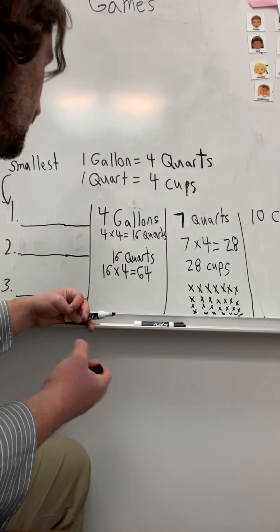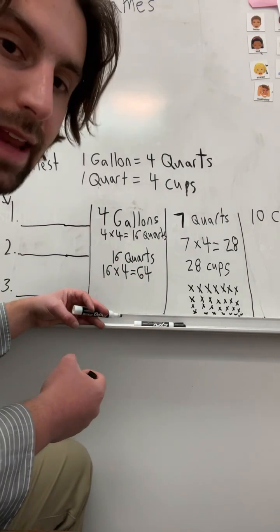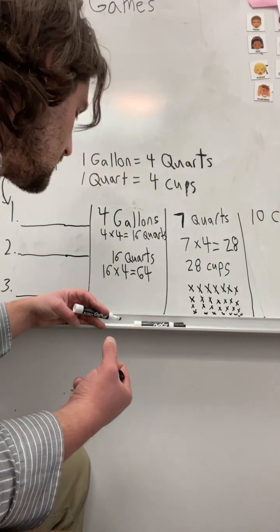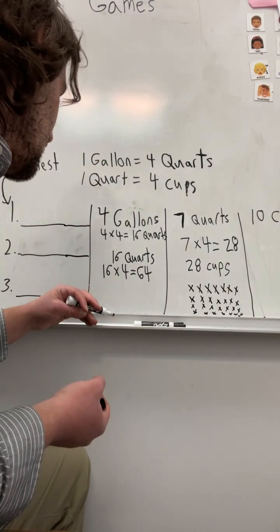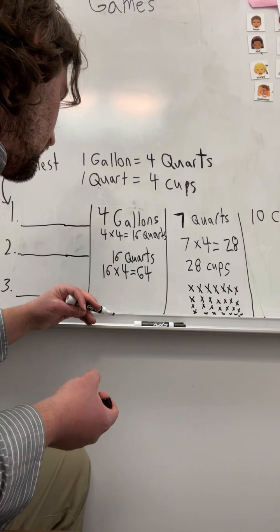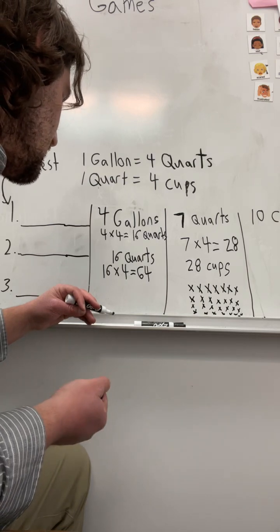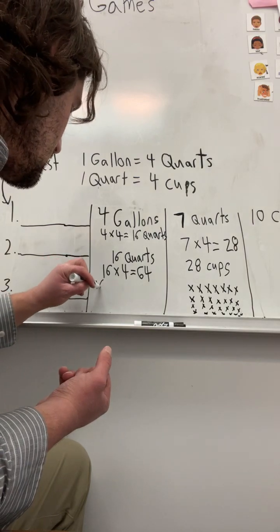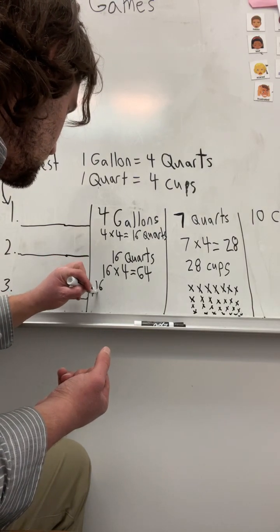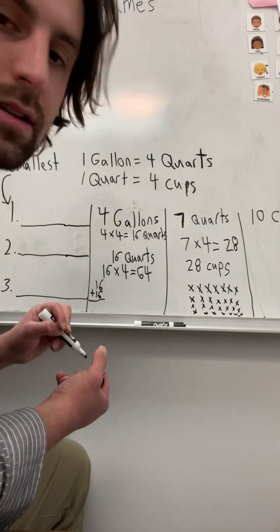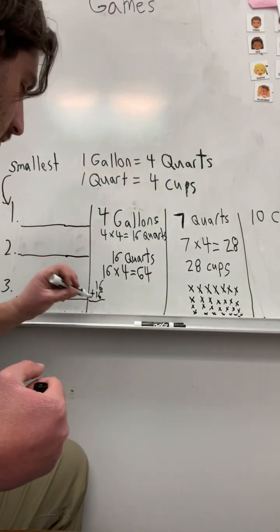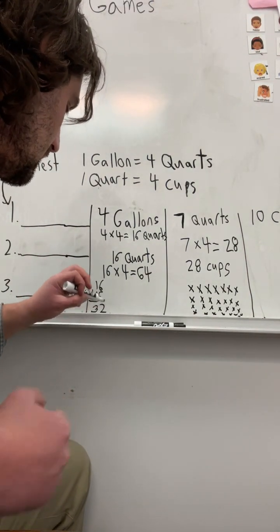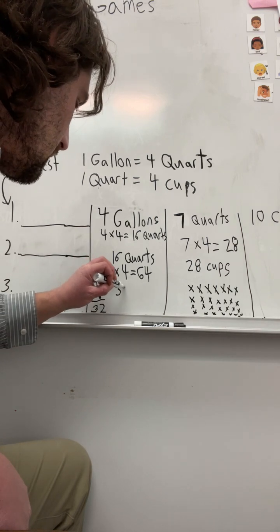So another way to do it if you're not fluent with the multiplication is you can add the number 16 4 times. Multiplication is just adding the same number over and over again. So you can add 16 plus 16, then you get the answer to that. I'll just show you. 16 plus 16 is 32. Then 32 plus 16 is 48.